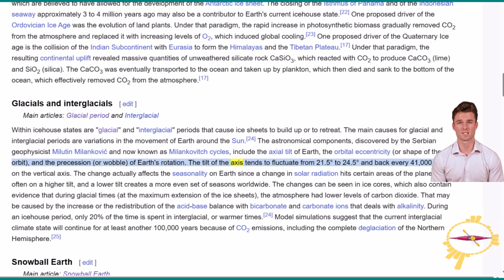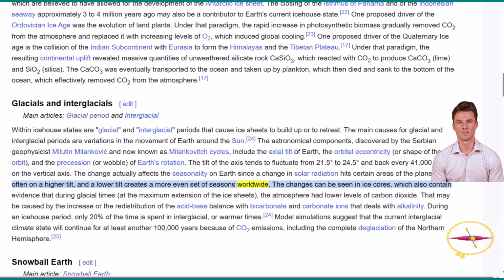The tilt of the axis tends to fluctuate from 21.5 degrees to 24.5 degrees and back every 41,000 years on the vertical axis. The change actually affects the seasonality on Earth since a change in solar radiation hits certain areas of the planet more often on a higher tilt, and a lower tilt creates a more even set of seasons worldwide.